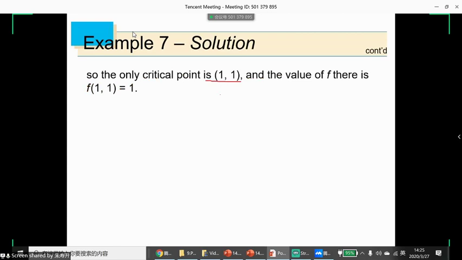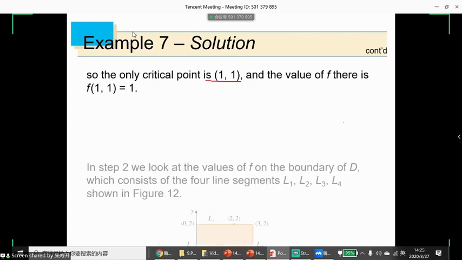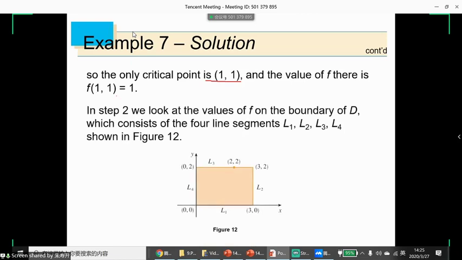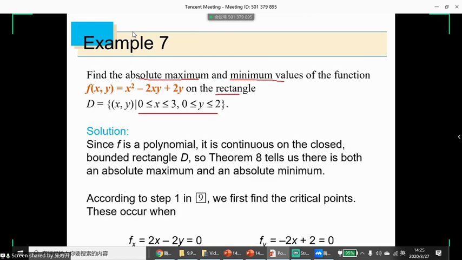Then we substitute (1, 1) into the function. We get the value f(1, 1) equals 1, since it is 1 minus 2 plus 2, which equals 1. Here is the function. Yes.